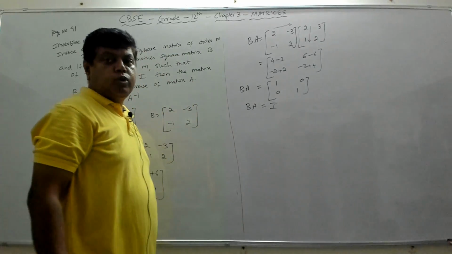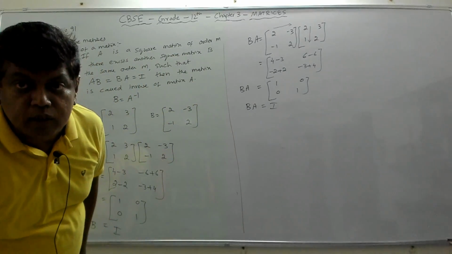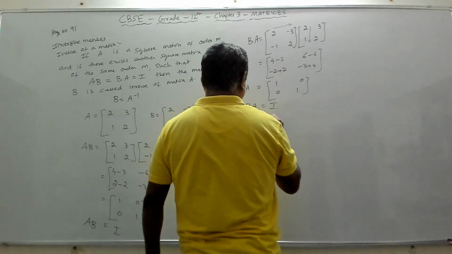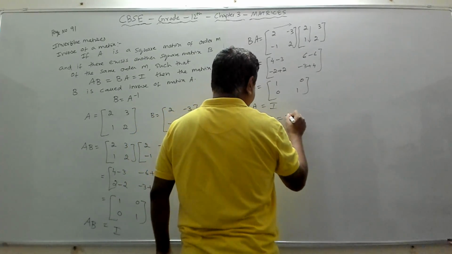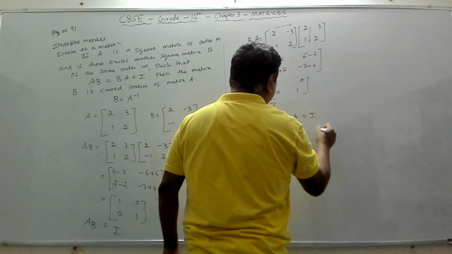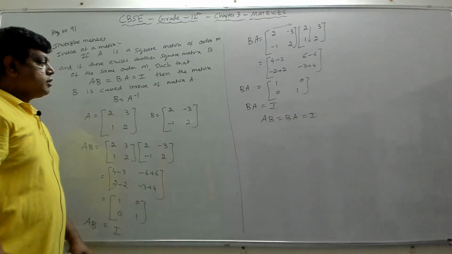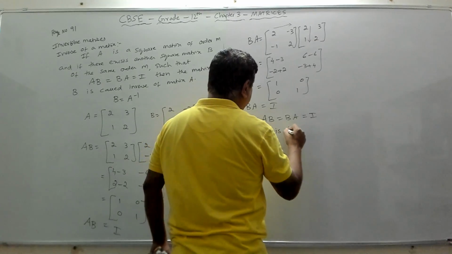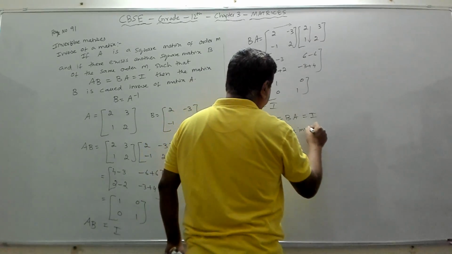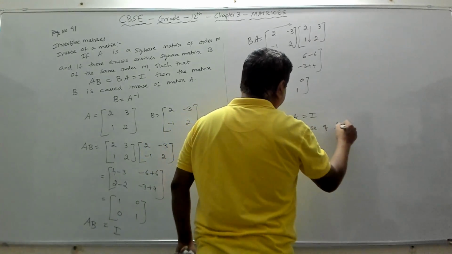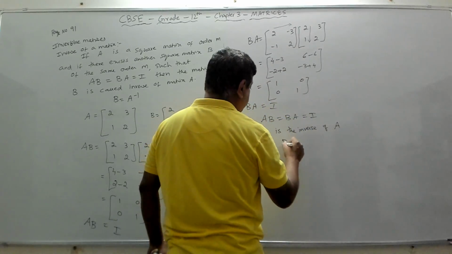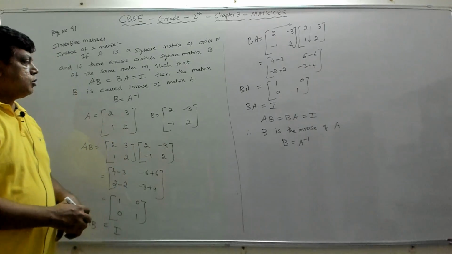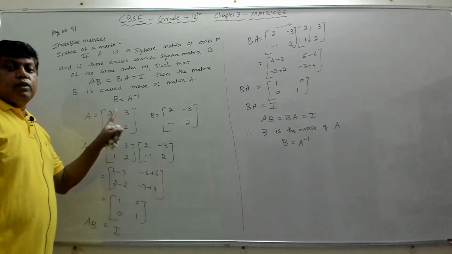Your BA is also I matrix. Fine. So what it means is, we got AB is equal to BA, both are equal to the identity matrix I. Therefore we can say B is the inverse of matrix A, or symbolically B is equal to A inverse. So this matrix B is the inverse of A.